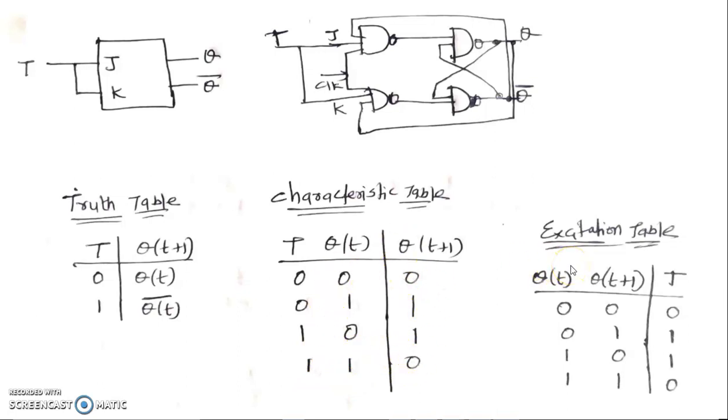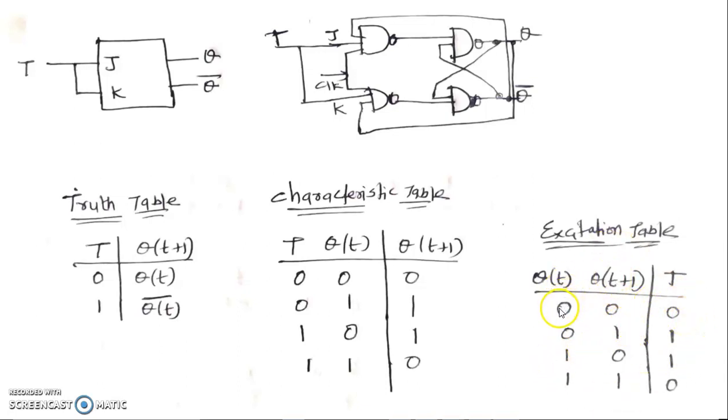Coming to the excitation table. Excitation table means, if it is in 0 state, I want to change from 0 state to 0 state again. So what is the input I have to apply here? It is in 0 state, I want to change from 0 to 1 state. What is the input I have to apply here? That thing can be obtained from the excitation table.